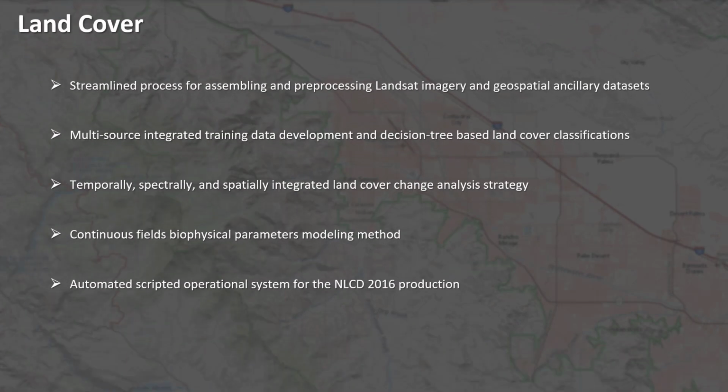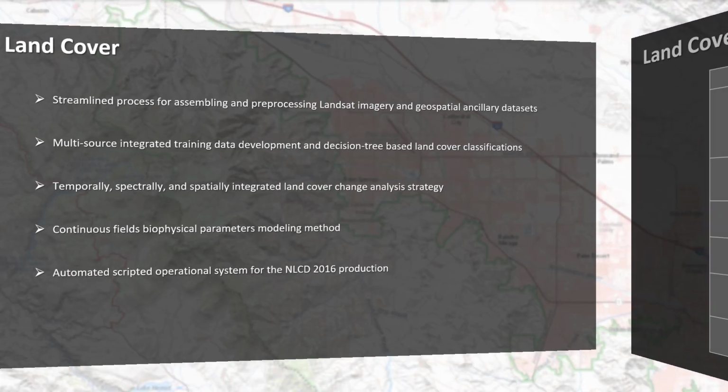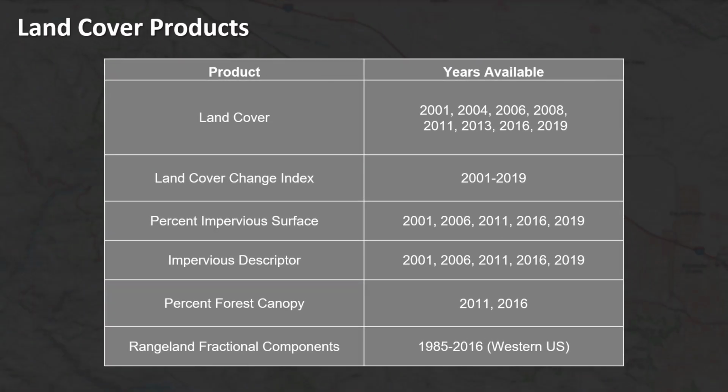NLCD 2016 and 2019 are based on an updated approach to land cover mapping, including the comprehensive methods, models, and procedures that are shown here. NLCD 2016 and 2019 now offer land cover for 7 years and impervious surface for 4 years. These products update all previously released versions of land cover and impervious surface products for CONUS, and are not directly comparable to previous products. All NLCD data products are available for download at no charge to the public.